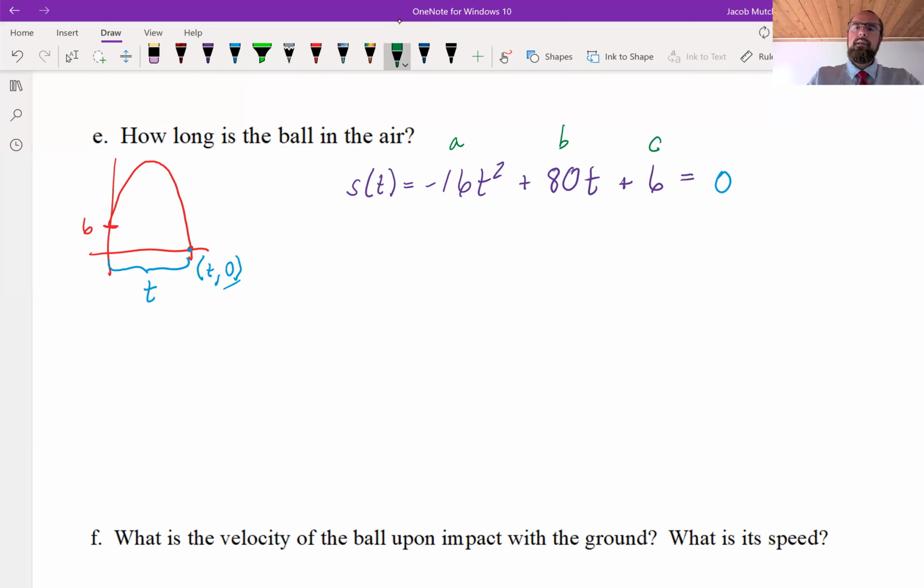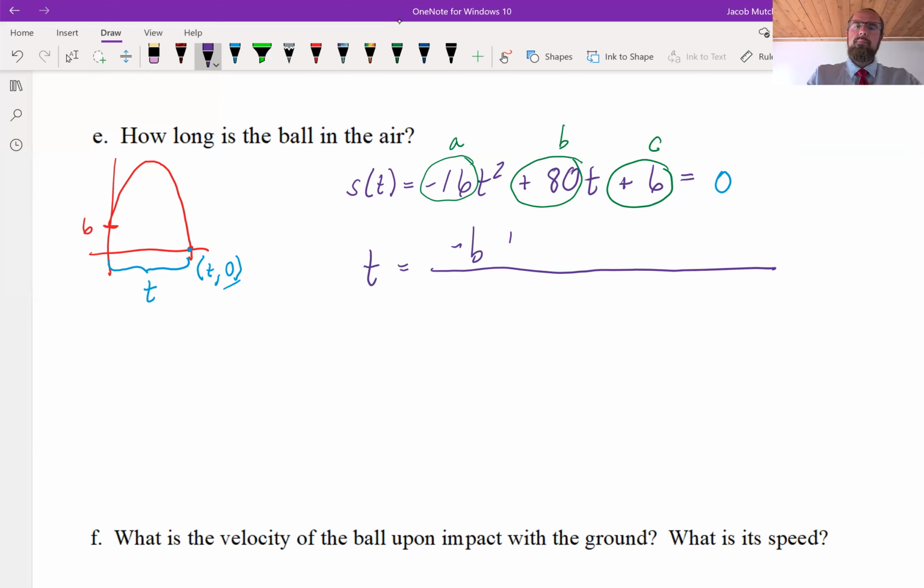So a, b, and c. My a is negative 16. My b is positive 80. My c is positive 6. So to bring back the quadratic formula, it starts by saying the domain value. So t equals, it's a big fraction, negative b plus or minus the square root of b squared minus 4 times a times c, all over 2a. And we'll just fill in right here.